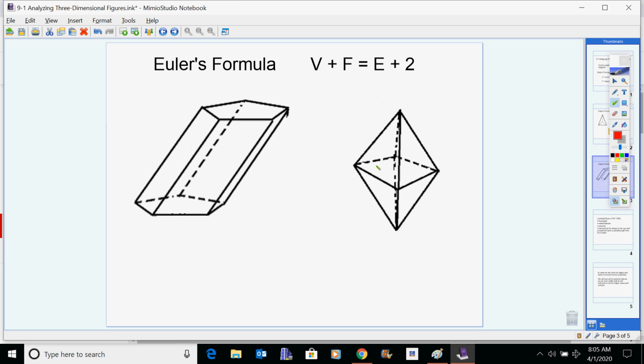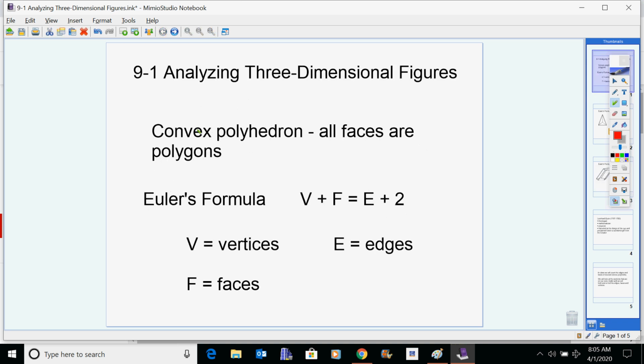This one's kind of interesting. It's like two pyramids jammed together, top and bottom. But you've got these different polyhedra, and all of the faces, in other words the flat surfaces that go around the outside of them, would be polygons.